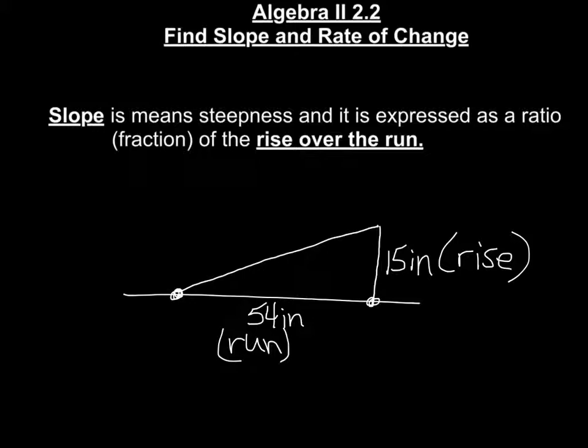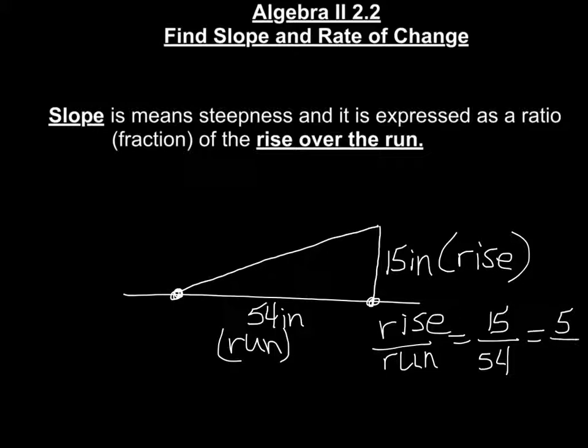So if we were going to find the slope, it is the rise over the run. The rise is 15 over the run, which is 54. That's our slope, and we can reduce that to 5/18. Okay, you want to keep your slope in a fraction if at all possible.